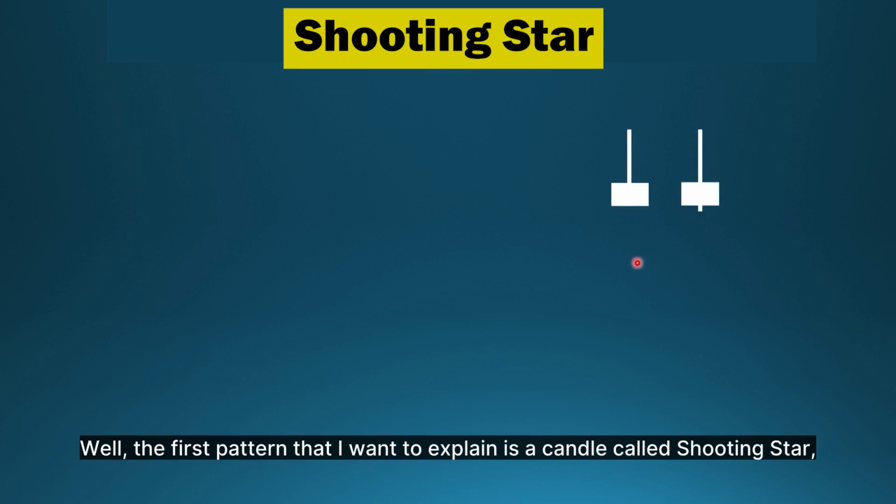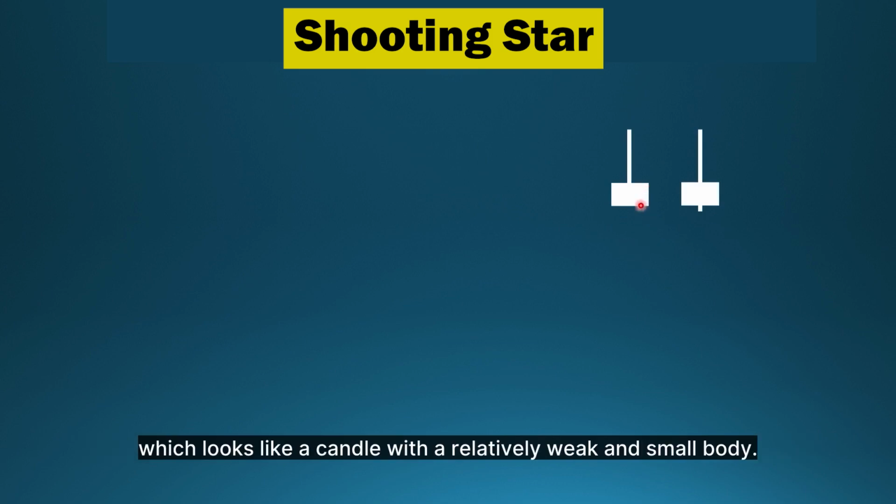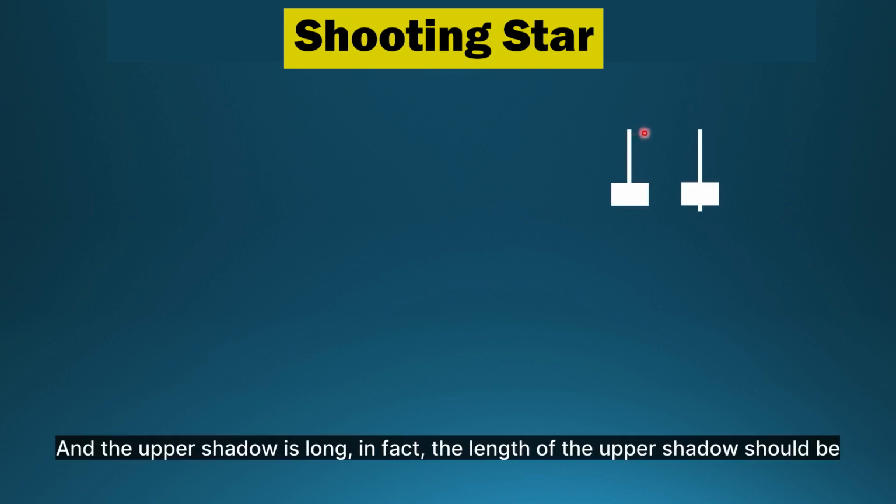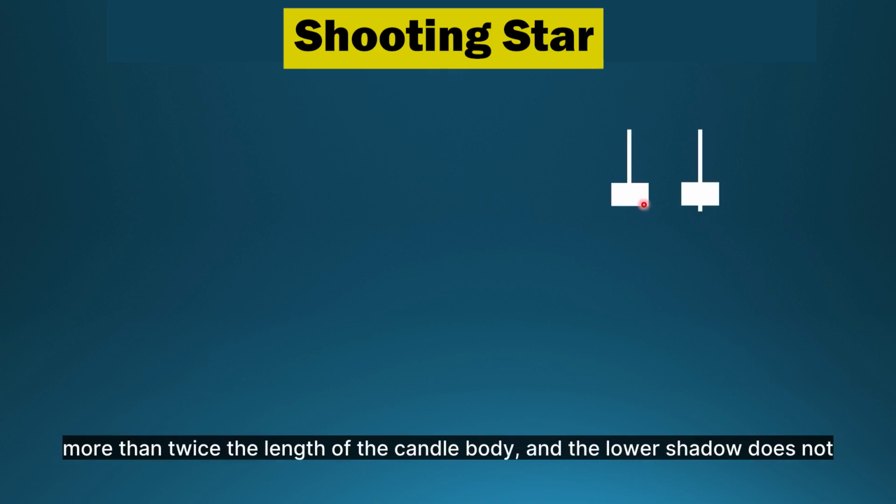Well, the first pattern that I want to explain is a candle called shooting star, which looks like a candle with a relatively weak and small body, and the upper shadow is long. In fact, the length of the upper shadow should be more than twice the length of the candle body, and the lower shadow does not exist or is too small.